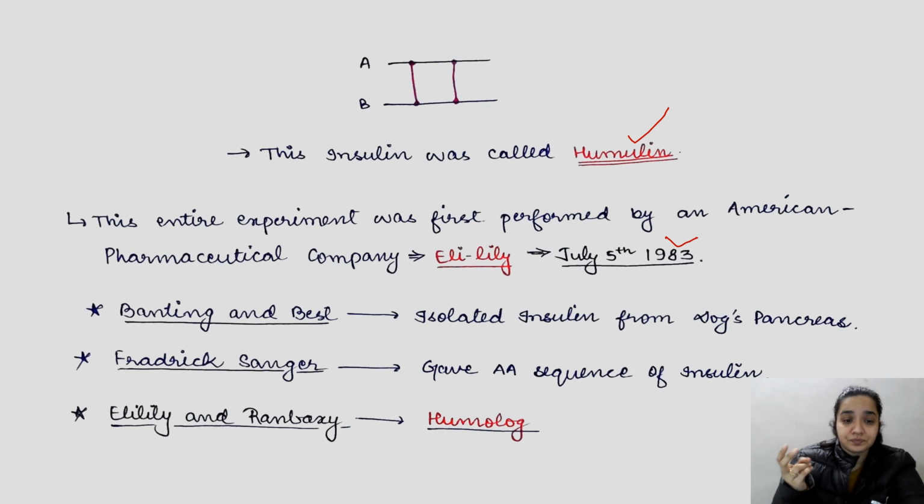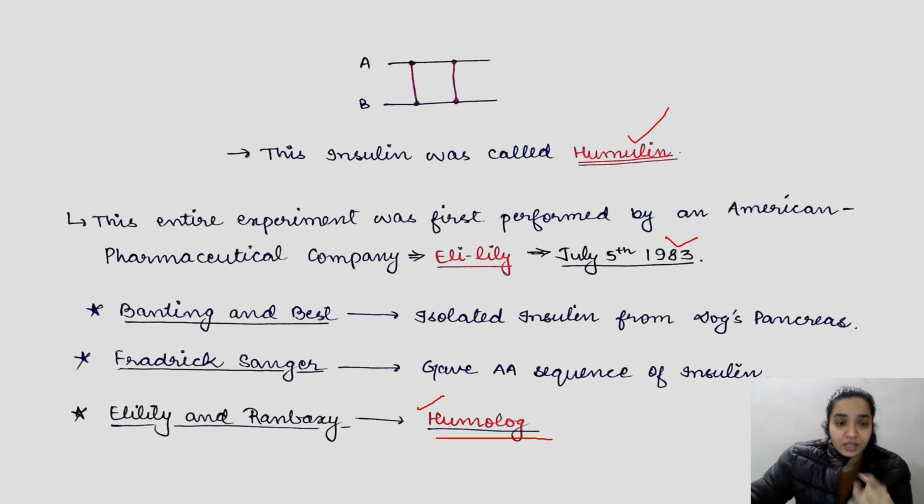Later on, two pharmaceutical companies introduced an analog of human insulin called Humalog. So the genetically engineered insulin, which was the first insulin formed from human genes, was Humulin, while the analog of insulin is Humalog.